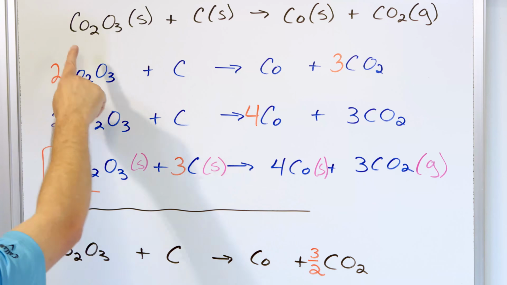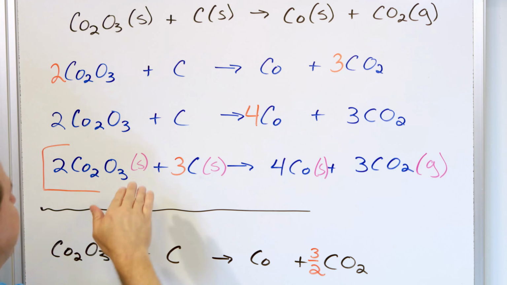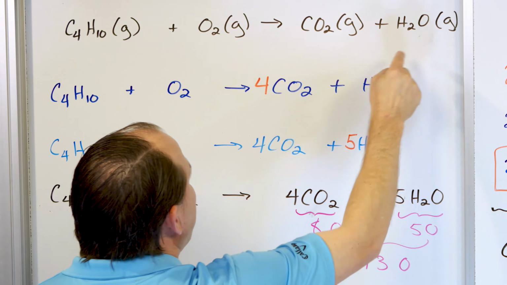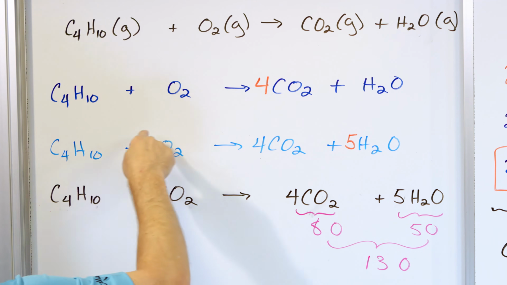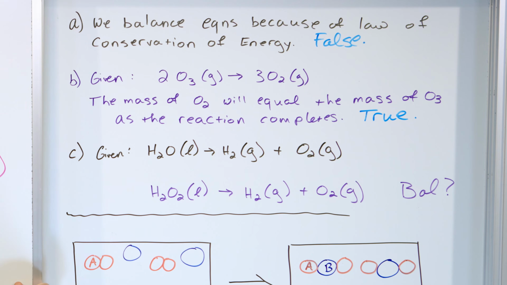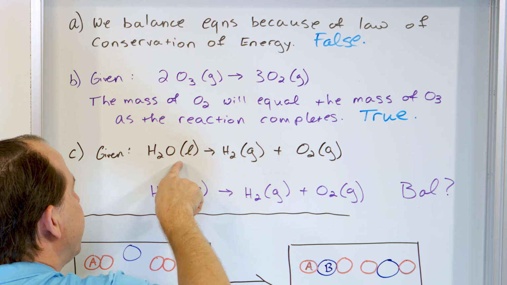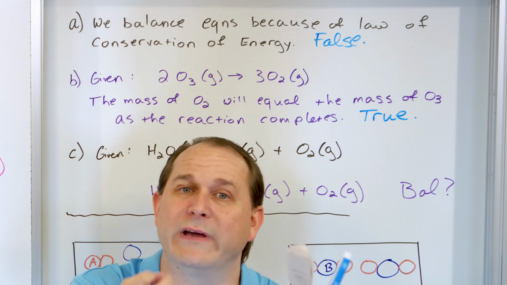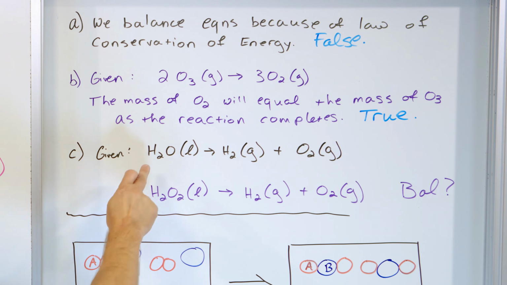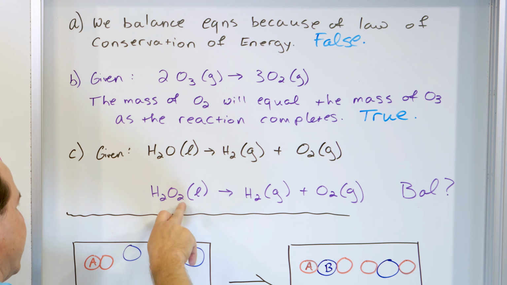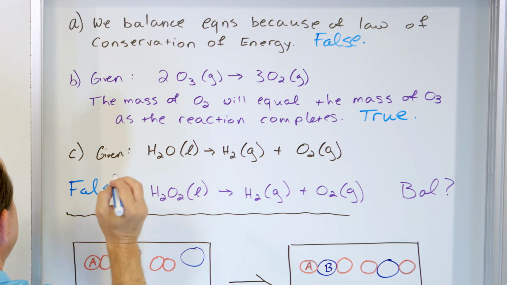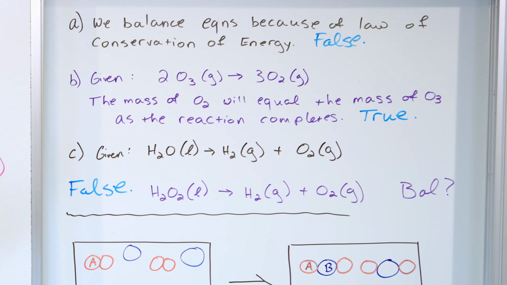Look back. Did we ever change any of these subscripts? Never. Did we ever change any of these subscripts? Never. All we were allowed to do was put numbers in front. The number of molecules participating we can change, but we cannot change the subscripts because that changes what the molecule is. It changes the identity of the molecule. And so given this, can we balance it by simply putting a 2 right here? The answer is no, so false. You cannot balance it using this method here.